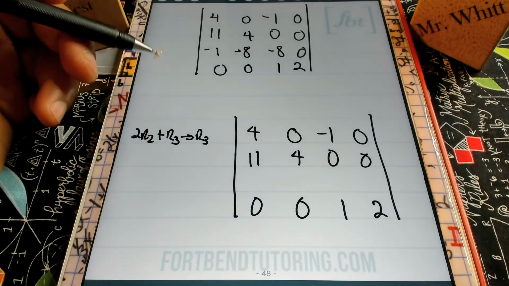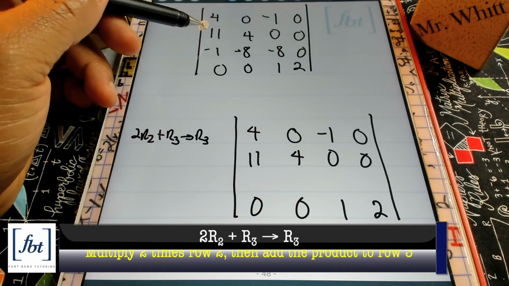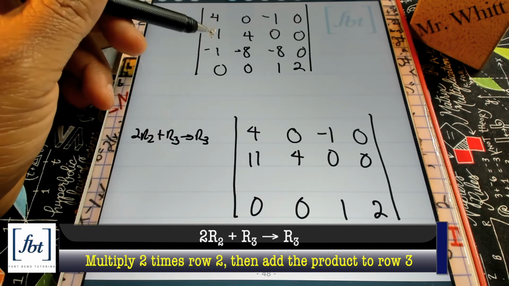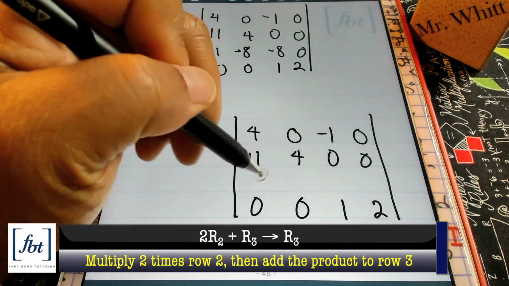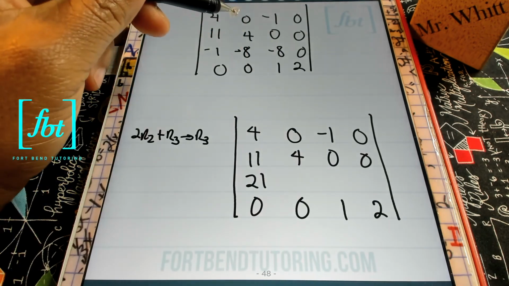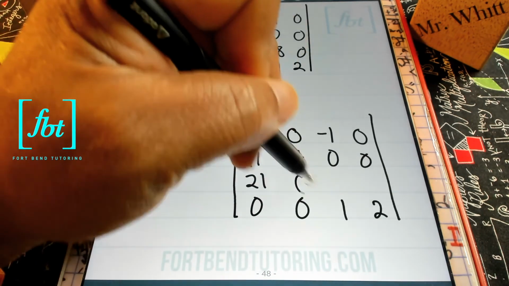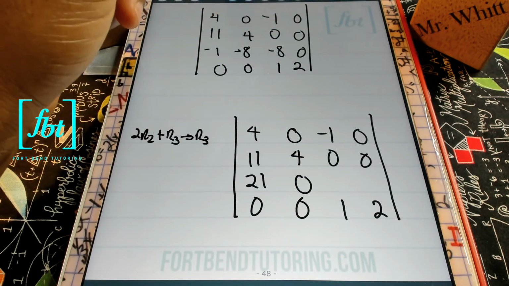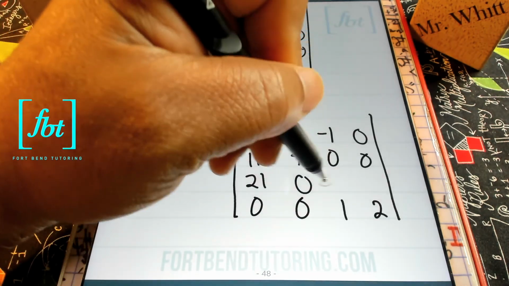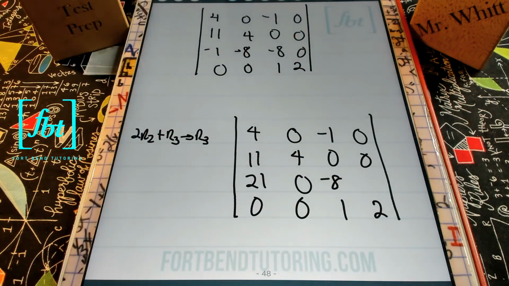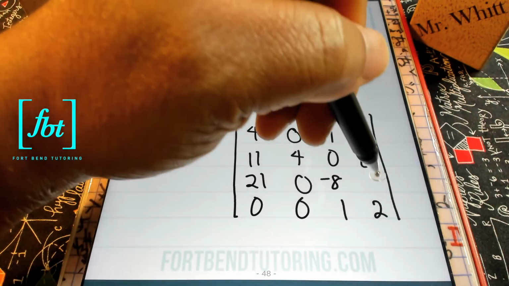In order to get the new third row, you're going to be multiplying 2 times 11 is 22, and 22 and -1 give you 21. Then you'll have 2 times 4 is 8, and then 8 and -8 give you 0. Then you'll have 2 times 0 and -8 give you -8. And then 2 times 0 is 0 plus 0 gives you 0.